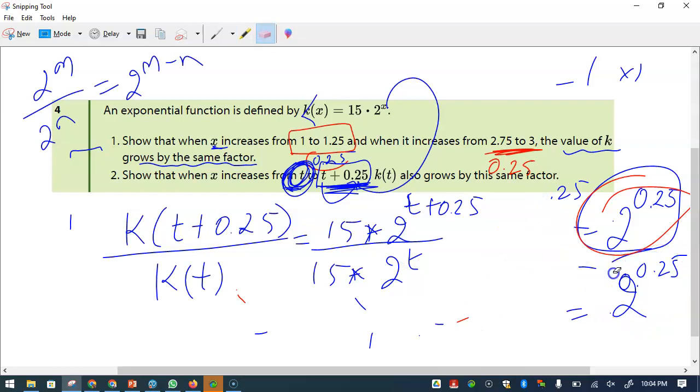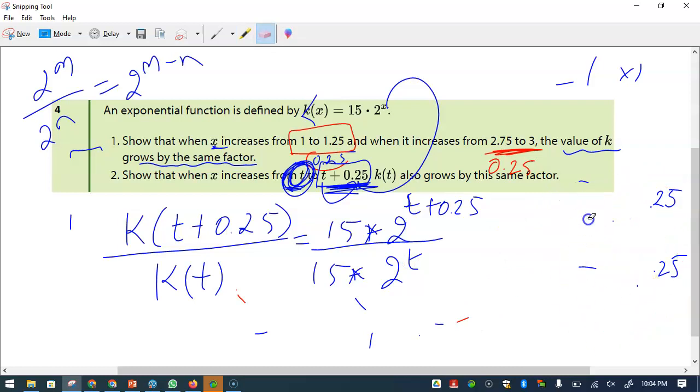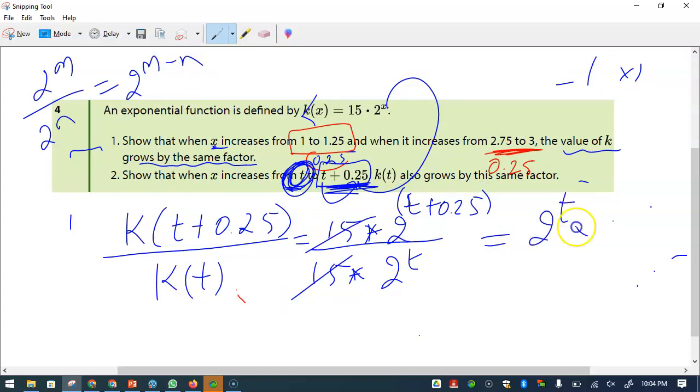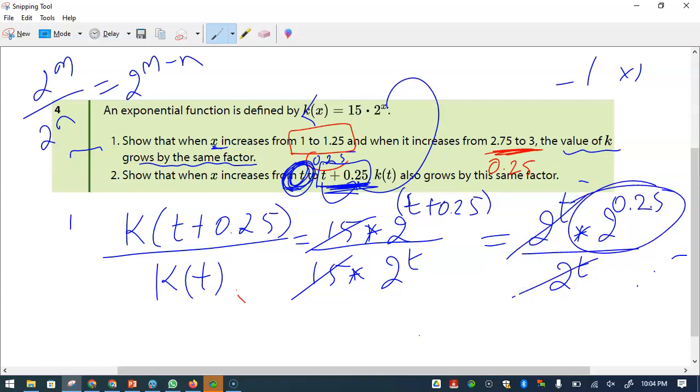And you do the same thing like we did in the previous problem. So we can split this one. This 15 goes away, and the top one we can write 2 raised to t times 2 raised to 0.25. And then the down one is 2 raised to t. This cancels, and you get the same thing we got right here, right? So it grows by the same factor. So hope that helps.